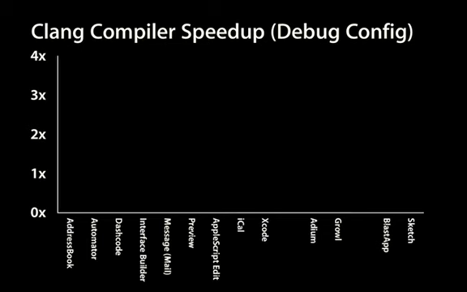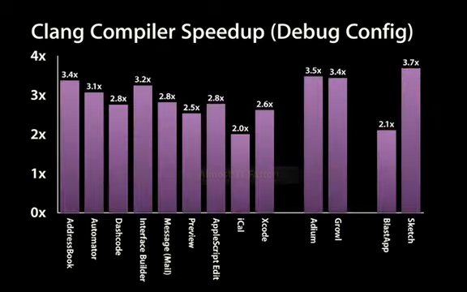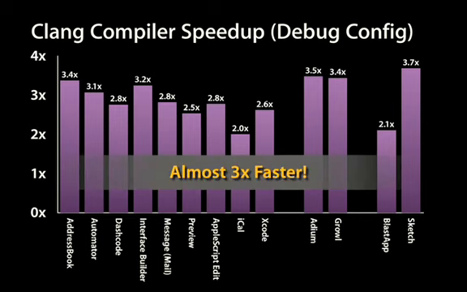So here we have a whole bunch of different applications. The ones on the left are a bunch of Apple applications like Mail and Automator and Dashcode and even Xcode. These guys are a couple open source applications, and these are some developer examples that we've shipped, just for a range of different source code. And if you look at how much faster the Clang compiler is than the GCC compiler, it's actually pretty fast, right?